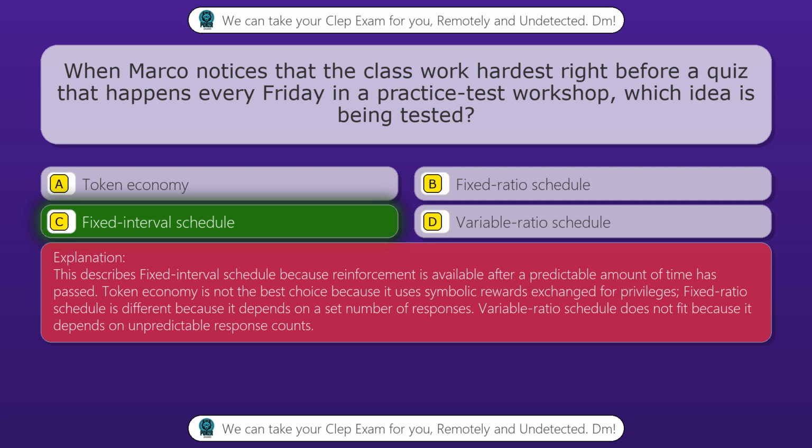This describes fixed interval schedule because reinforcement is available after a predictable amount of time has passed. Token economy is not the best choice because it uses symbolic rewards exchanged for privileges. Fixed ratio schedule is different because it depends on a set number of responses. Variable ratio schedule does not fit because it depends on unpredictable response counts.